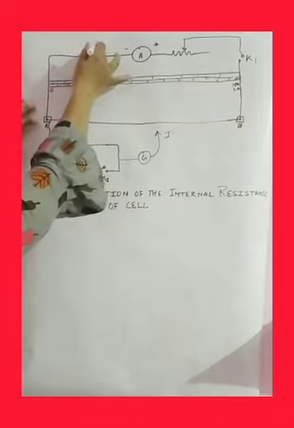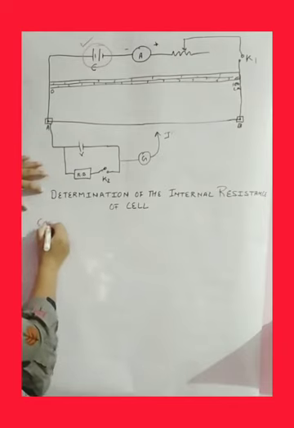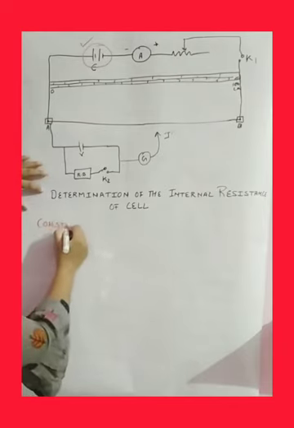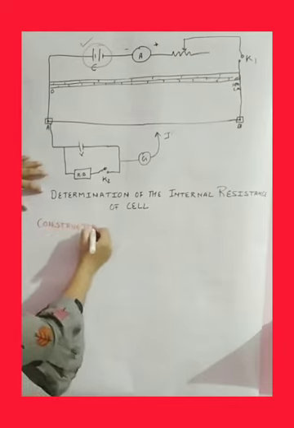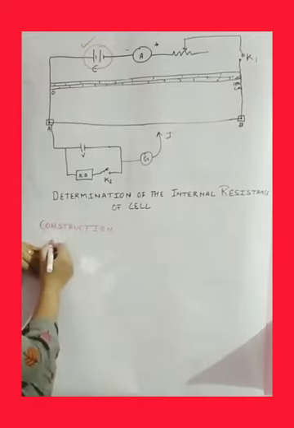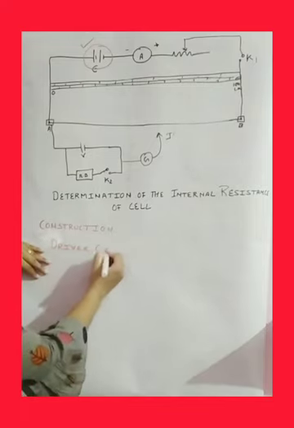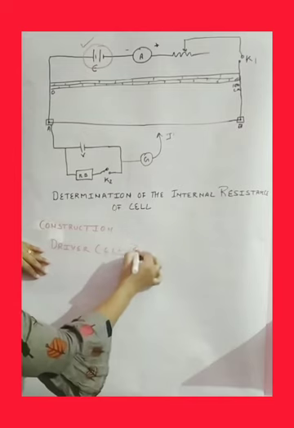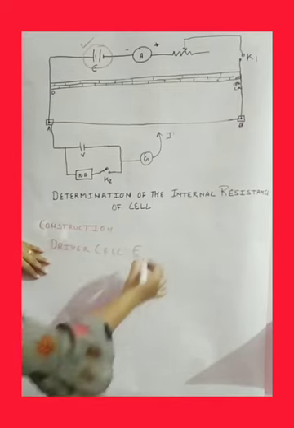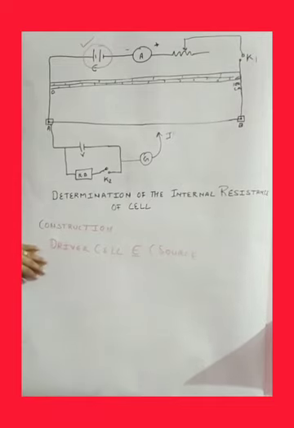Here we have a driver cell. This is what we call E in the battery. This is what we are talking about, its construction, what it consists of. It consists of a driver cell. What does this driver cell mean? It is nothing but a source battery. This is what we call a source which is driving this circuit. That's why I said driver cell.